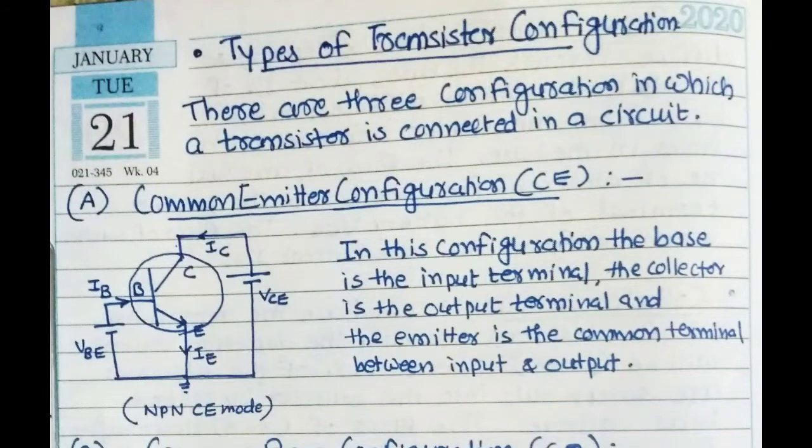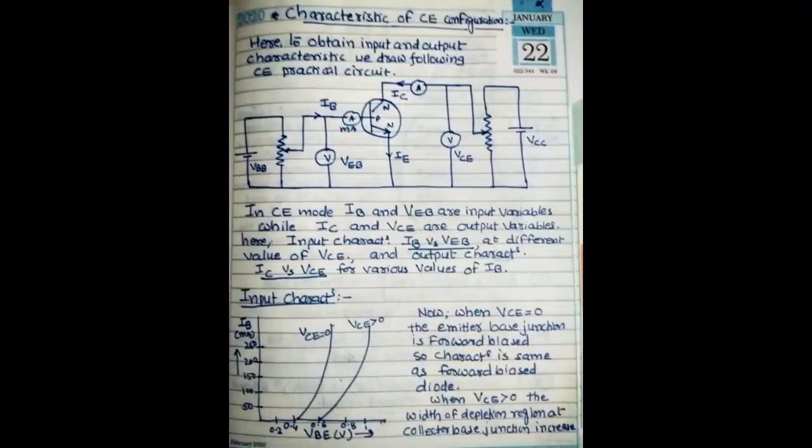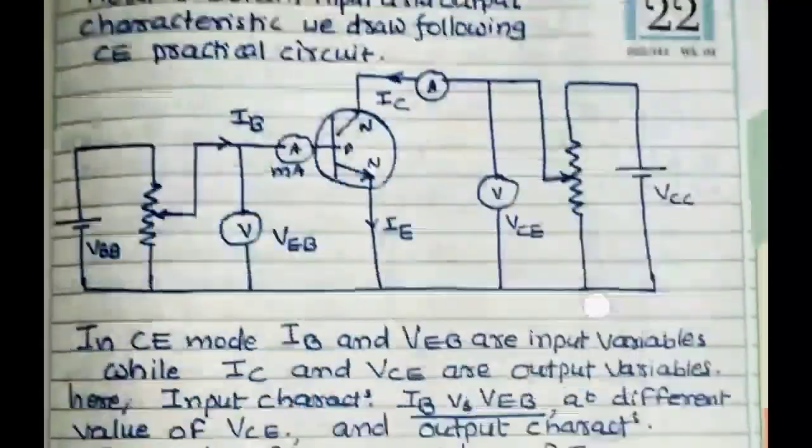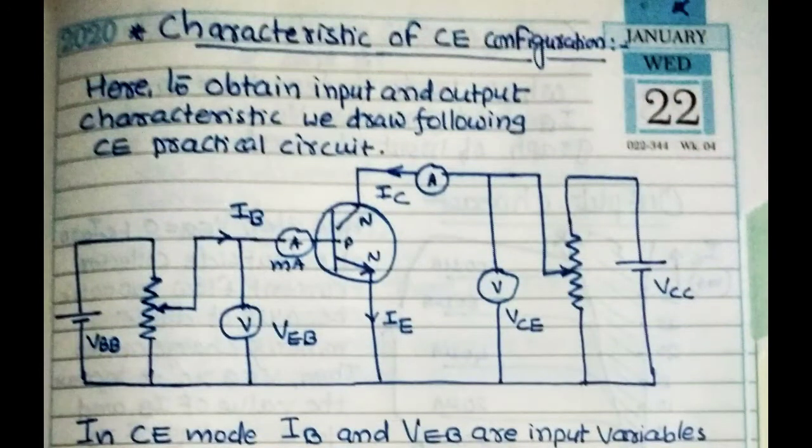Most commonly, the common emitter transistor configuration is used in applications. That's why we are only going to study the characteristics of the common emitter transistor in the next slide. Now, characteristics of the common emitter configuration.